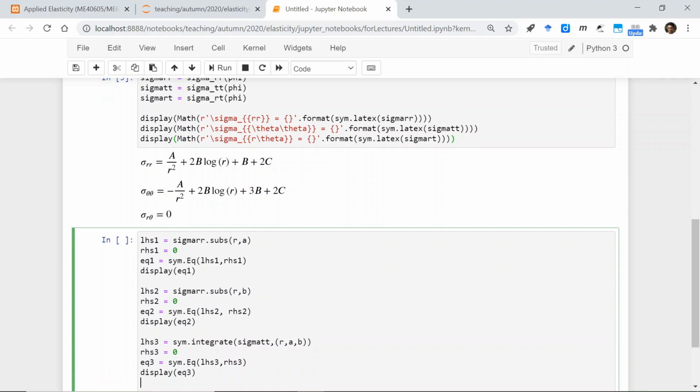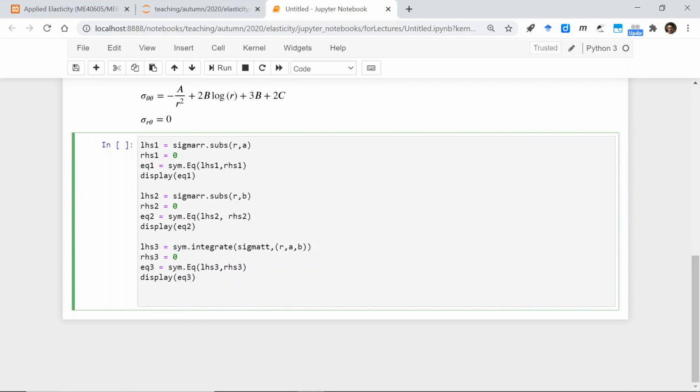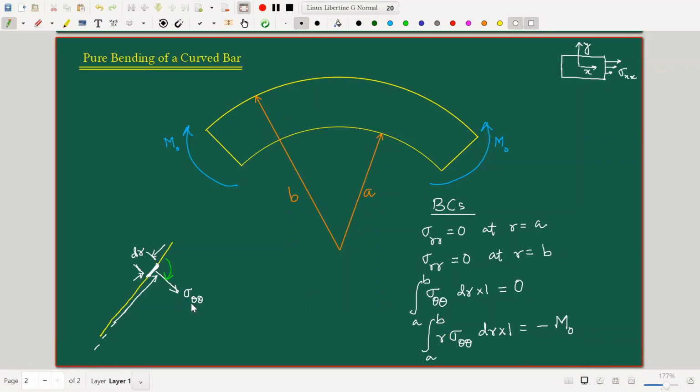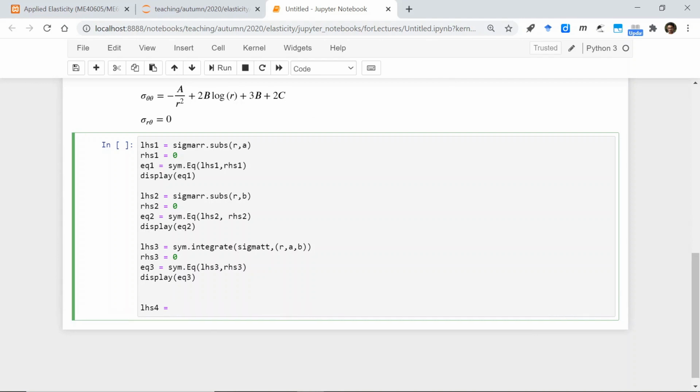And finally, for my fourth equation, let me take a quick look here. What I need to implement is this r times sigma theta theta integration from a to b, that is equal to minus m naught. Now if I come back to this Jupyter notebook, you will note that nowhere till now have I defined my m naught. Okay, so it's high time that we did that. So let's say this m0 is defined like this.